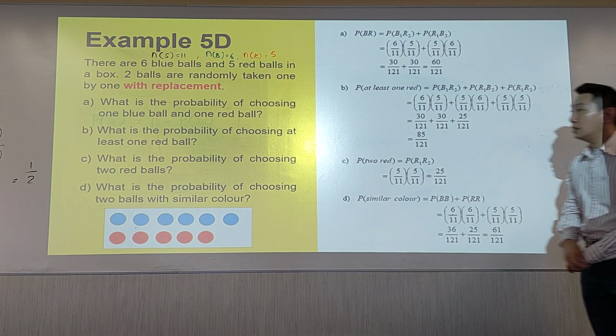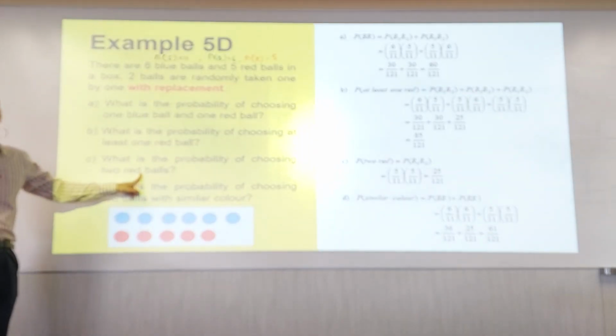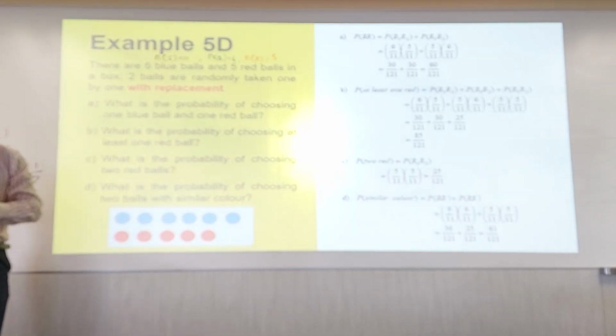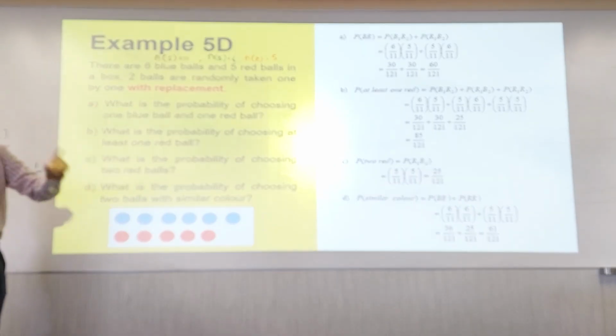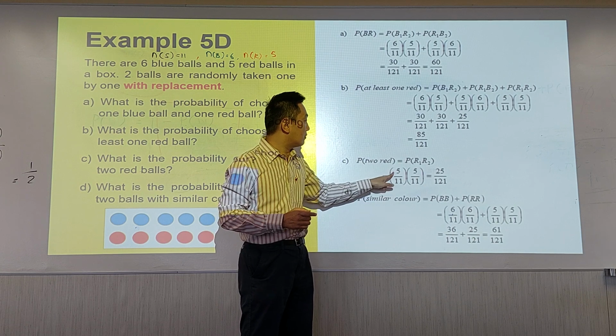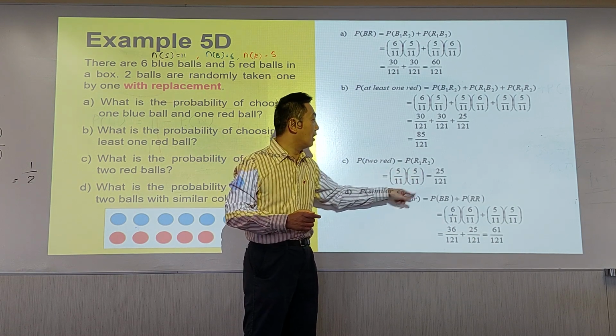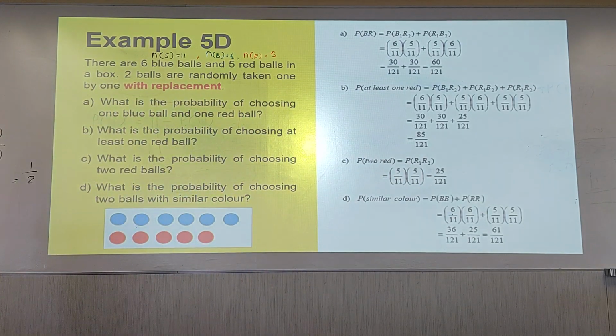Okay, C. What is the probability of choosing two red balls? First ball is red, second ball is red. So that means only one possible outcome. Both balls are red. So first ball is 5 over 11. What is the probability the second ball is also red? 5 over 11. Simplify is equal to 25 over 121.